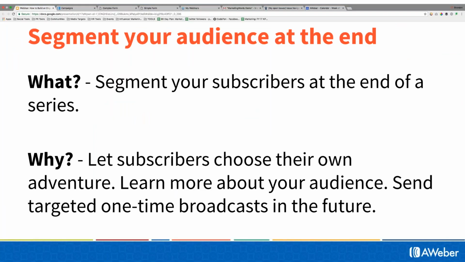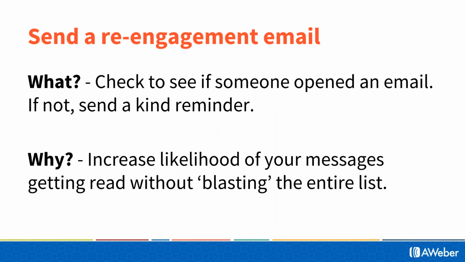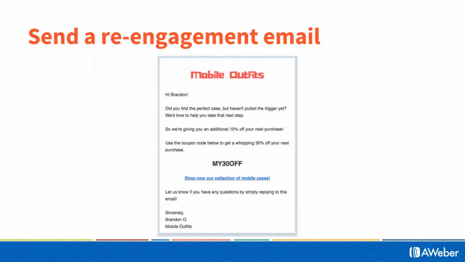Now that brings us to the last scenario here, which is sending a re-engagement email. So what does this mean? It means that you would check to see if someone's opened an email, and if not, you'd send them a kind reminder or a nudge to take some action. Why would you do this? Well, it increases the likelihood that your messages are getting read without blasting the entire list. You can really pinpoint who hasn't engaged with you and provide them a little nudge or a little reminder about that information. Here's an example of what that might look like from my mobile outfits example.